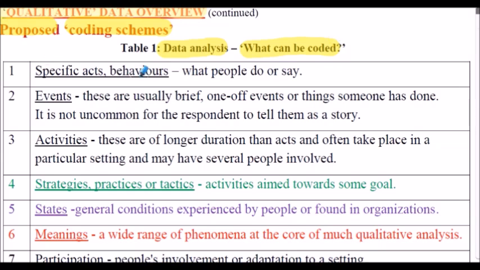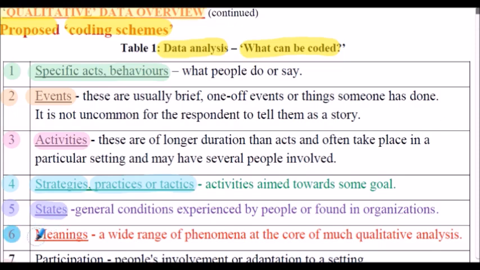I'll just highlight the various entities in the table and I'll let you review them in more detail at your leisure. But firstly, 1, specific acts and behaviours can be coded. 2, events, brief one-off events or things that people have done. 3, activities. 4, strategies, practices or tactics. The participants aim towards some particular objective or goal. 5, what are termed states. These are general conditions experienced by people or found within organisations.